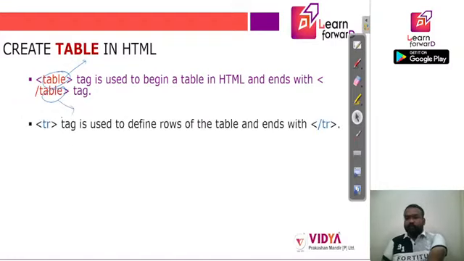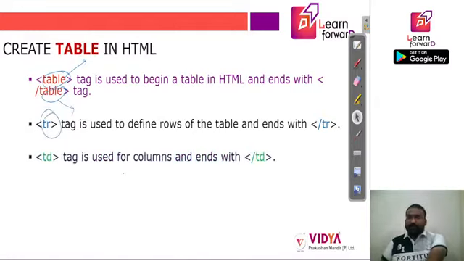Then to create the rows, we use the tr tag. So tr basically represents your table row. Then to provide the data, or to create the columns: when we use the tr tag, that means this particular row has been created. Now you want to write something, or create the columns like this. So to create this particular space, we use the td tag, which means table data.